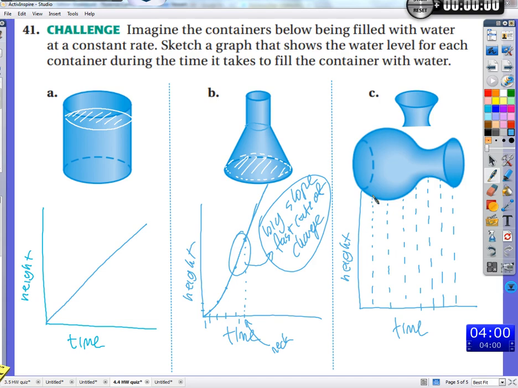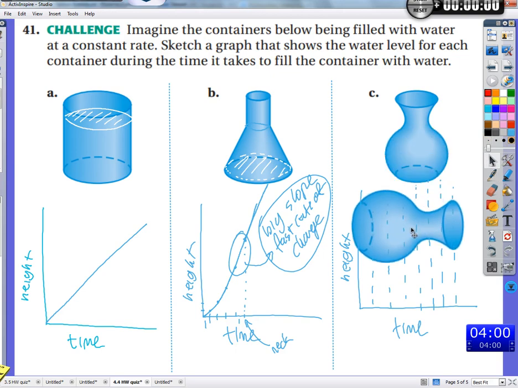So what should I change about the graph? If the height's going to be rising more slowly, what about the graph should be changing? Will the line be steep or not as steep? Not as steep. So it'll be steep to start with and then not as steep after a while. It'll get less and less steep. Its slope will be smaller and smaller because it's filling up more slowly as we do this, right?